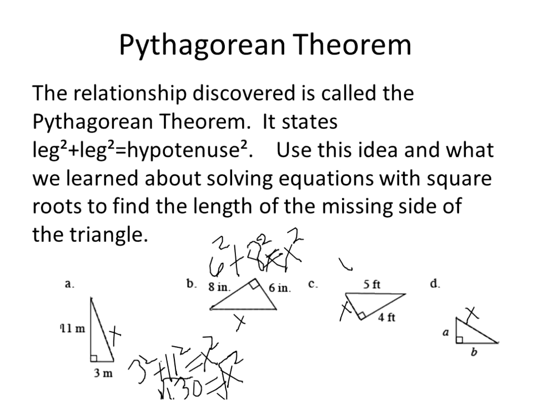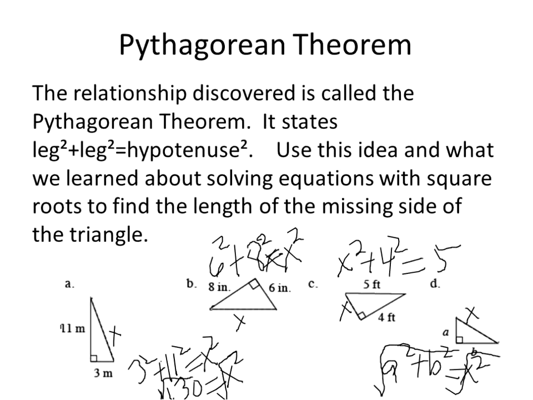Now for C, it was a little trickier because this time the x was the leg, one of the legs. It's making the right angle. So it'd be x squared plus 4 squared equals 5 squared. Okay? Now, D would be a squared plus b squared equals x squared. And then to solve that, I can't add these together, right? It's just the way they are. So I'm just going to put a square root over it, and you can see that that's the answer right there. Okay?